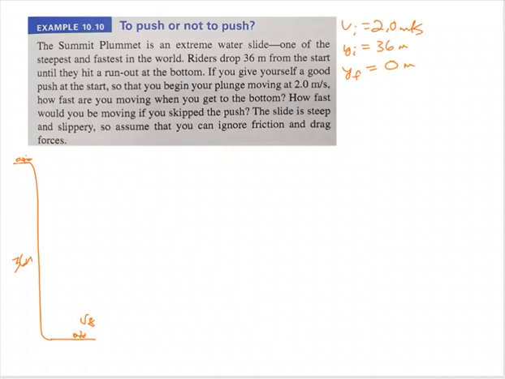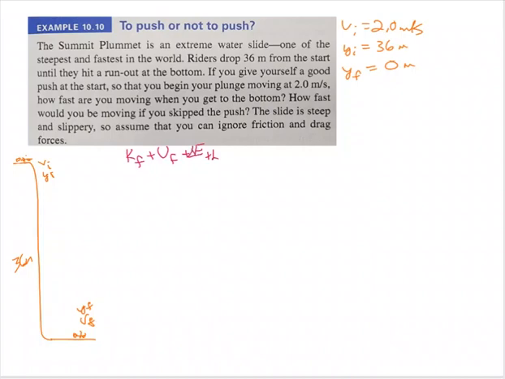V initial is up here. Y initial is up here. Y final is down here. Anything else we need? Nope. Okay, so in the work energy equation then, we would have what? K final plus potential final plus thermal.